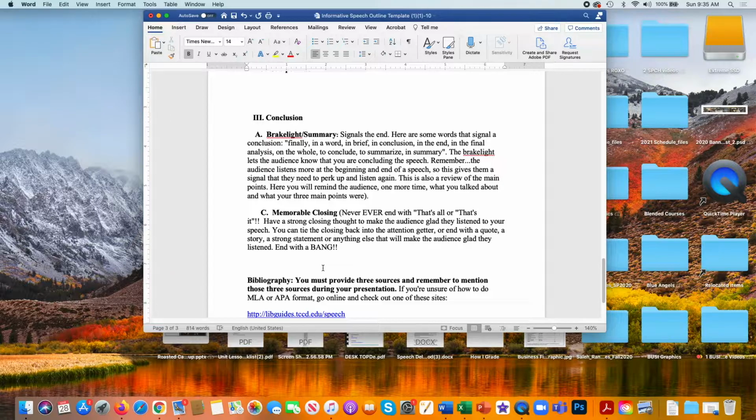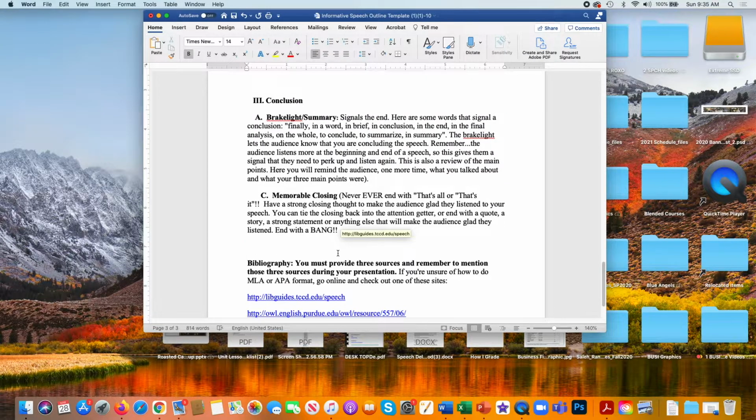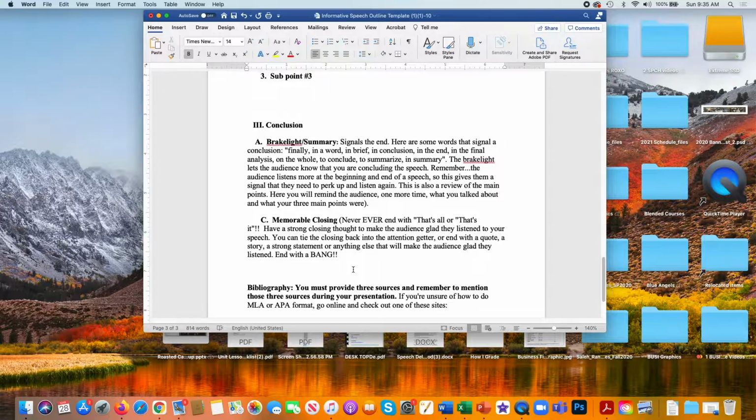You can tie the closing back to the attention getter or end with a quote. Again, all related to the topic. End it strong, because usually the audience remembers what you said in the beginning and what you said at the end. And like I said, you are required to use 3 sources, and you will need to include the 3 sources on this outline. So make sure you include those sources.